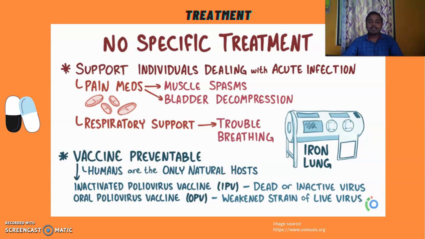These vaccines can be of two types. The one is the inactivated poliovirus vaccine, where we will have the dead or inactivated poliovirus. Or we could take the oral poliovirus vaccine, where we will have the weakened strain of the live virus. But there are a few instances where the polio attack has been caused by the vaccine itself, though it is a very rare case. So if we have a proper vaccine, we can prevent and control this polio attack completely.